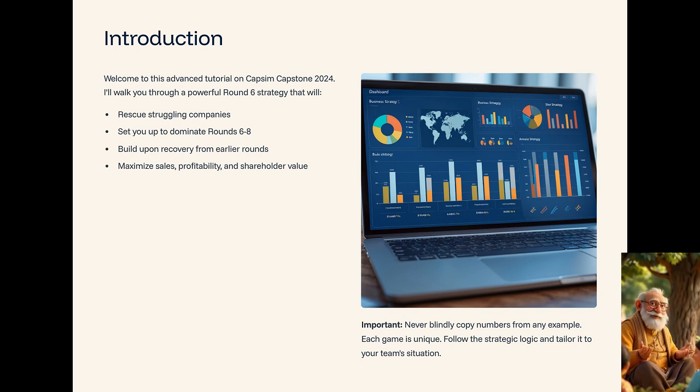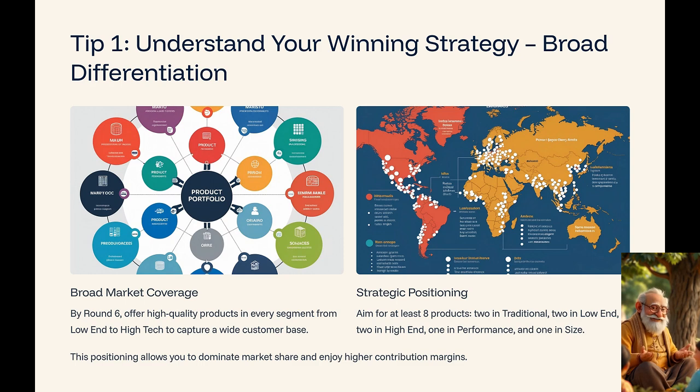Tip 1. Understand your winning strategy. Broad differentiation. By Round 6, your company should be executing a broad differentiation strategy. This means you're offering high-quality, well-positioned products in every segment, from low-end to high-tech, to capture a wide customer base. By now, you should have at least 8 products in the market: 2 in traditional, 2 in low-end, 2 in high-end, 1 in performance, and 1 in size. These products should be well-positioned according to customer expectations in each segment. This strategic positioning allows you to dominate in market share and enjoy higher contribution margins.